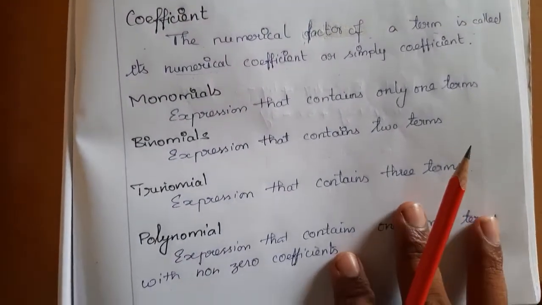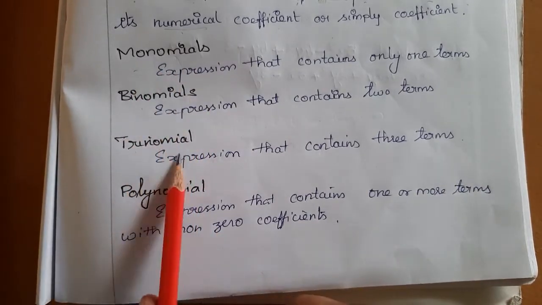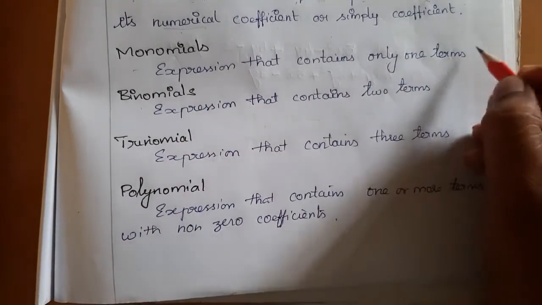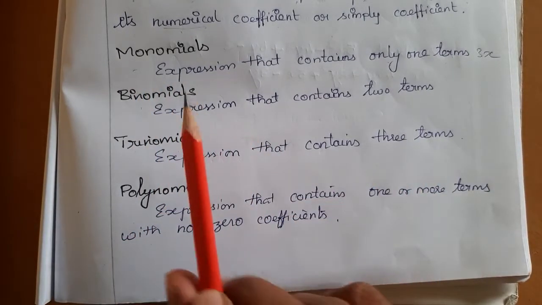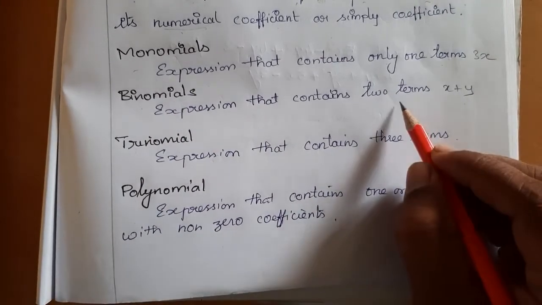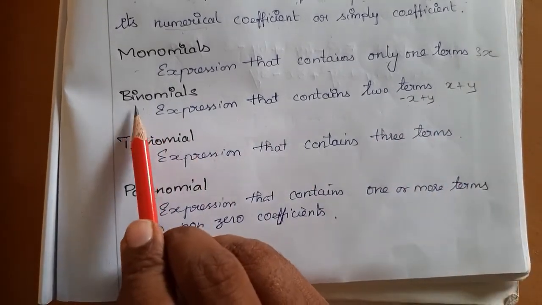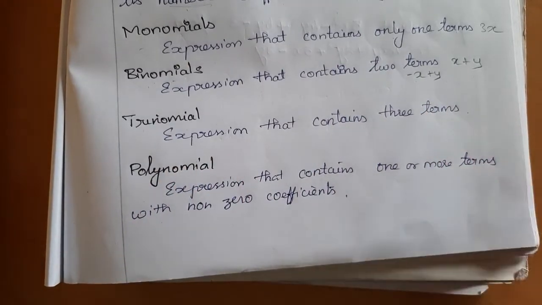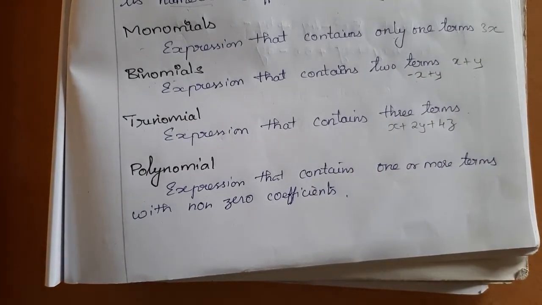So this is what we have learnt, and now we are going to learn about monomial, binomial, trinomial and polynomial. A monomial is an expression that contains only one term. For example, 3x contains only one term, right? That is a monomial. A binomial is an expression that contains two terms, like x plus y or minus x plus y. So there will be two terms, and that is called a binomial. And a trinomial is an expression that contains three terms: x plus 2y plus 4z. So it is a trinomial.